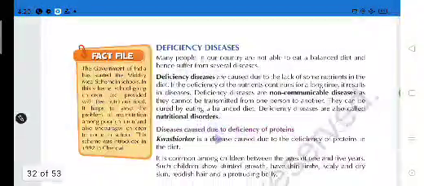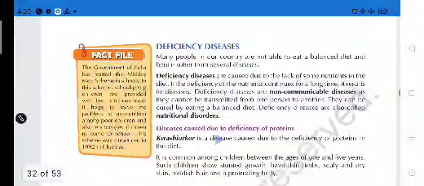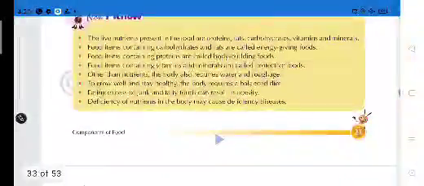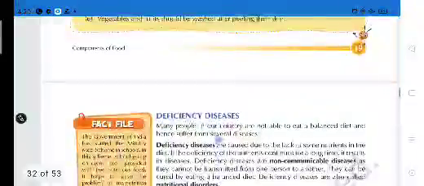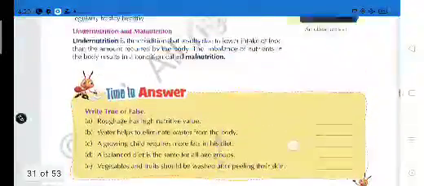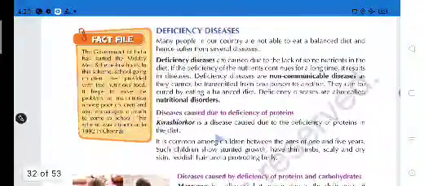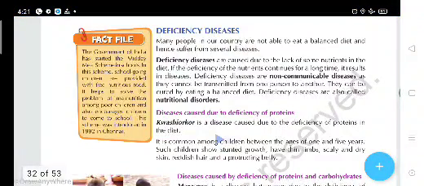Next, the deficiency disease. Students, tell me one thing. If you do not eat a balanced diet, can you keep yourself fit and healthy? Obviously, no. So, students, if you do not eat a proper balanced diet, then you can suffer from deficiency disease.